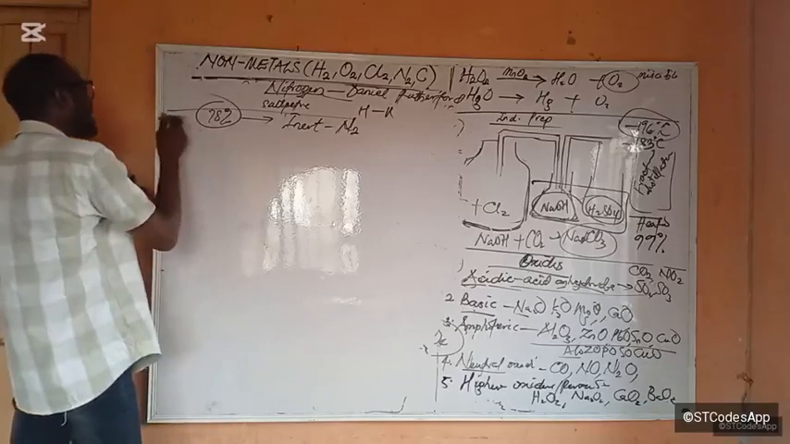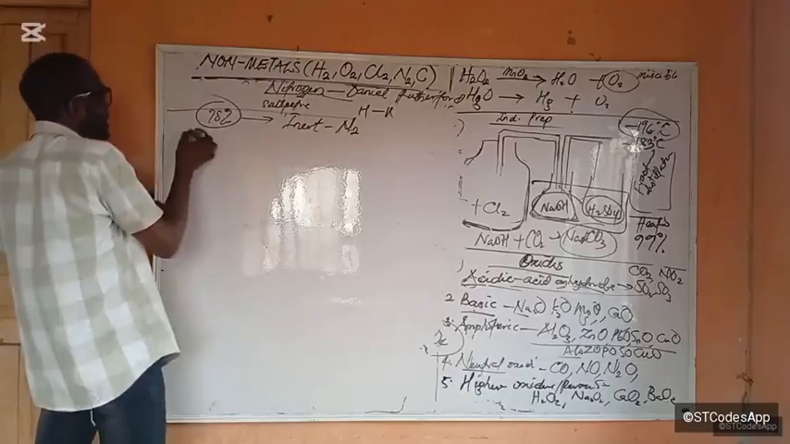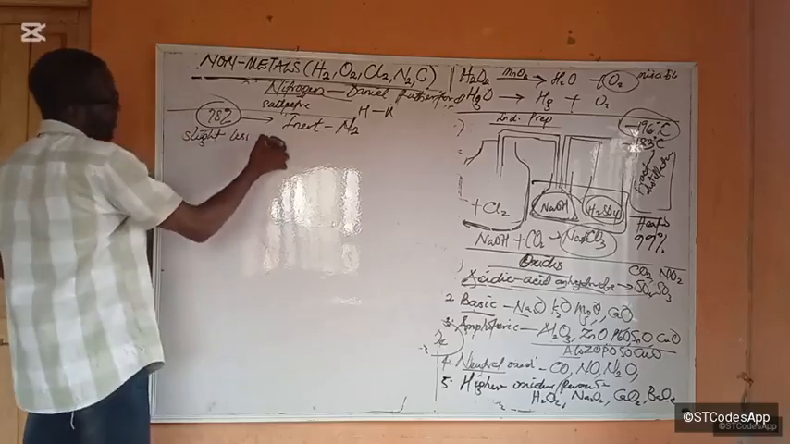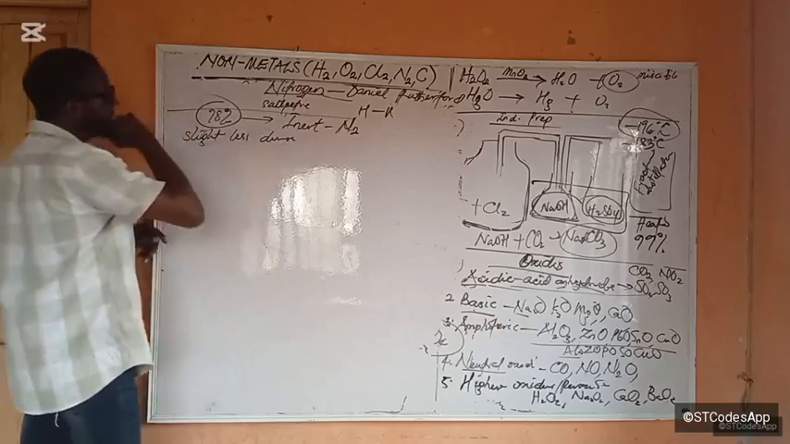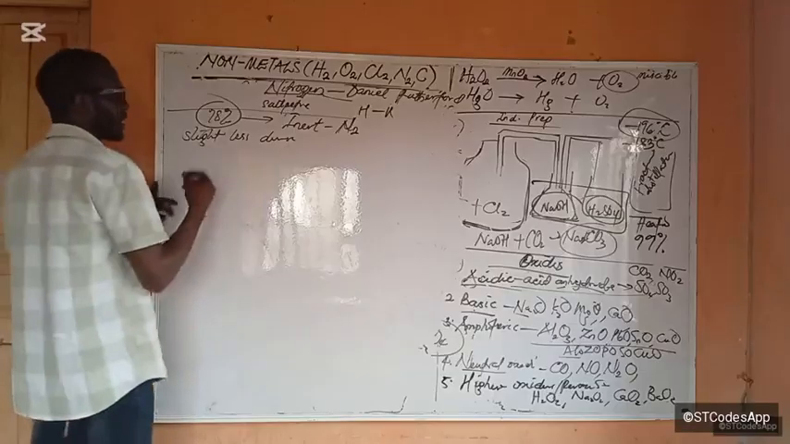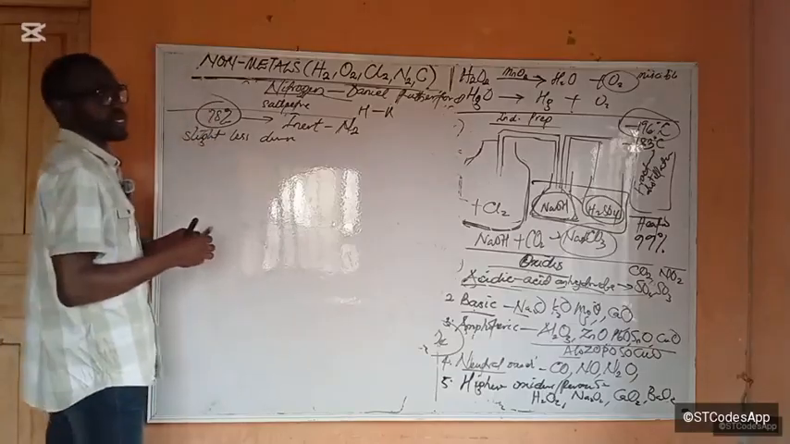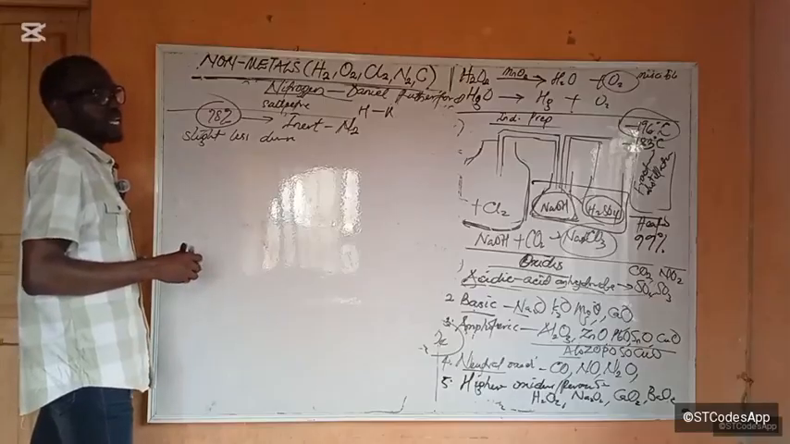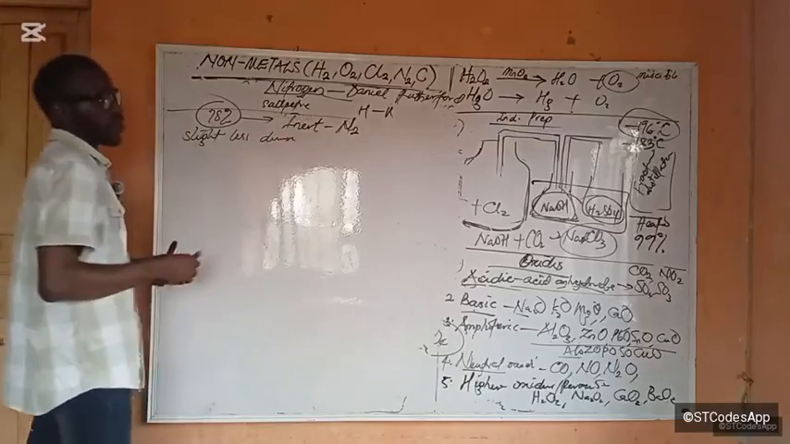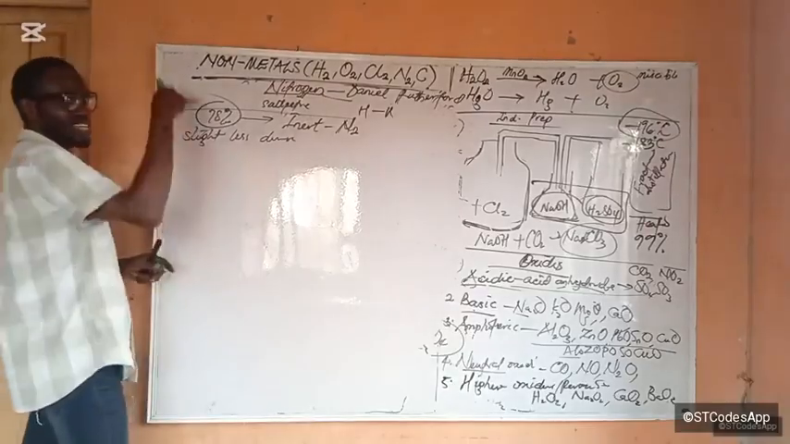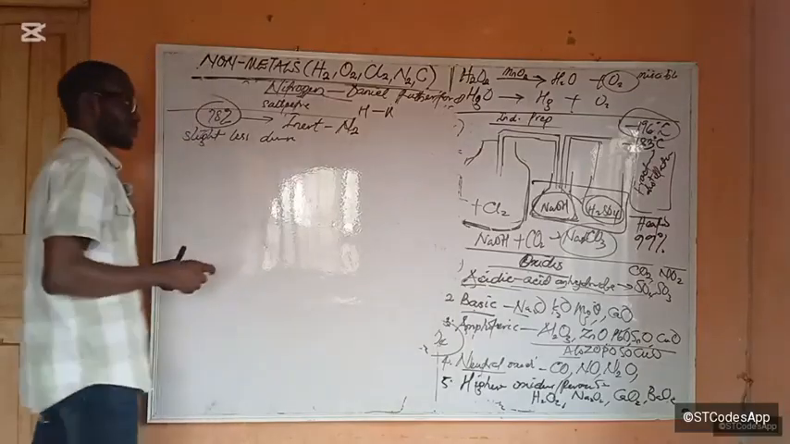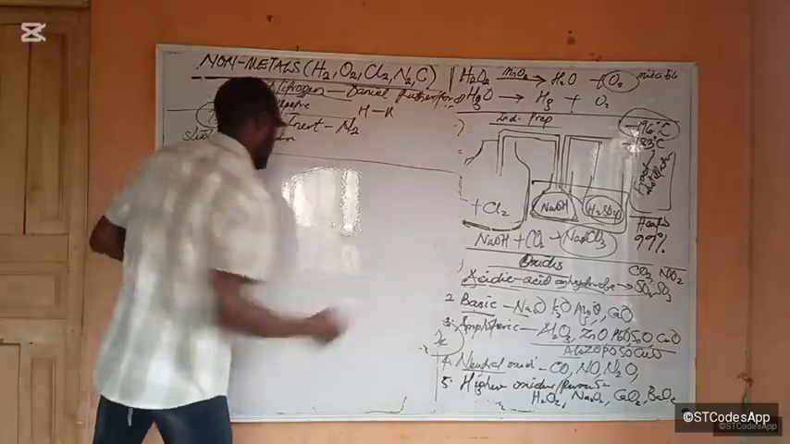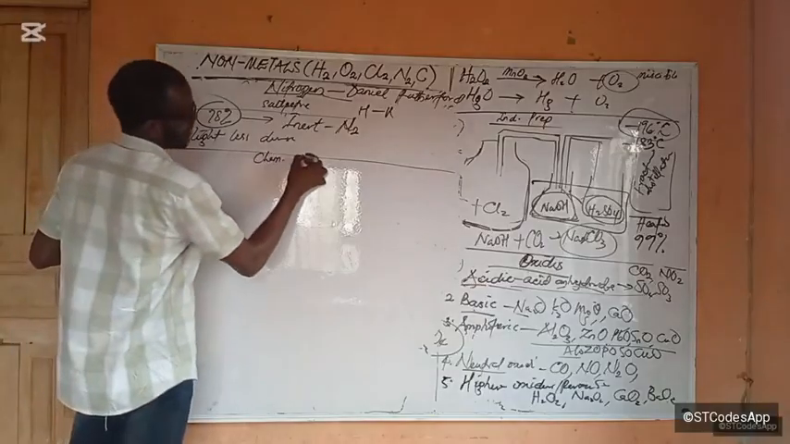Now the other thing is that it is slightly less dense than air, and it is not soluble in water. Then it has a boiling point of minus 196 degrees Celsius and a melting point of minus 300 and something degrees Celsius. So those are just physical properties. It is colorless, odorless, and tasteless. They won't ask you that in the exam. Now let's talk about chemical properties.